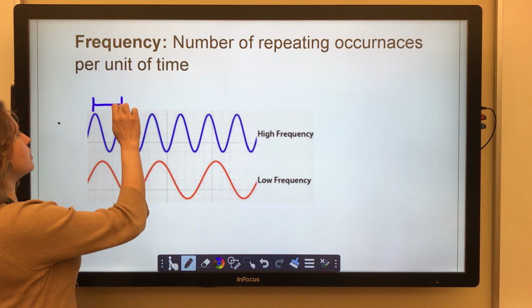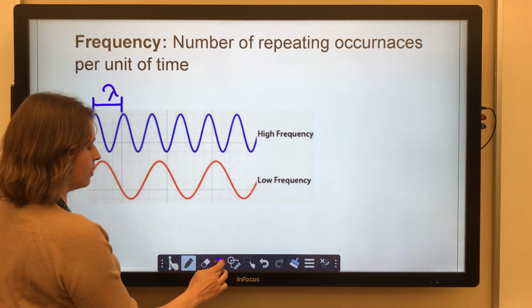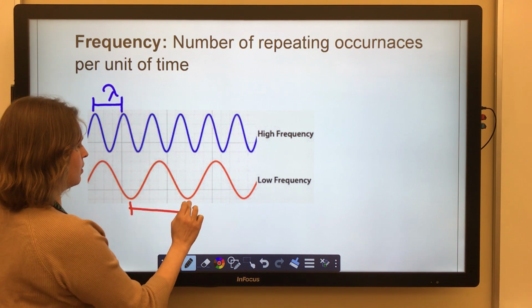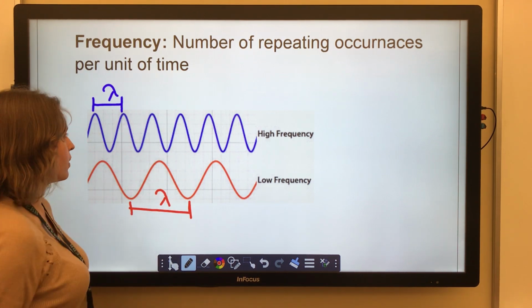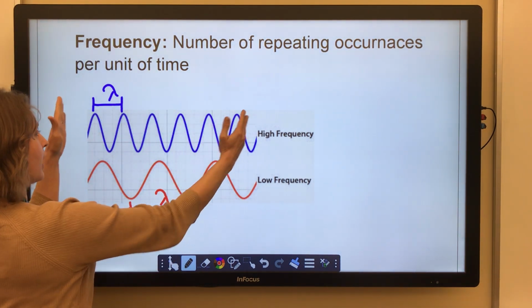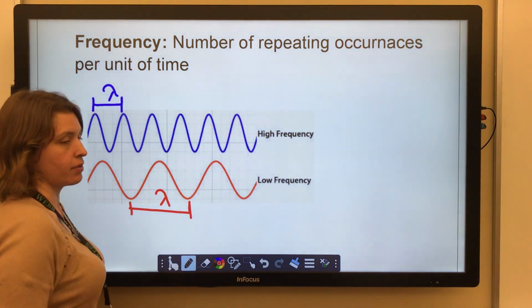Because this is a relatively short wavelength, whereas here, all else being equal, this is a longer wavelength for that wave. So this is a high frequency and this is a low frequency.